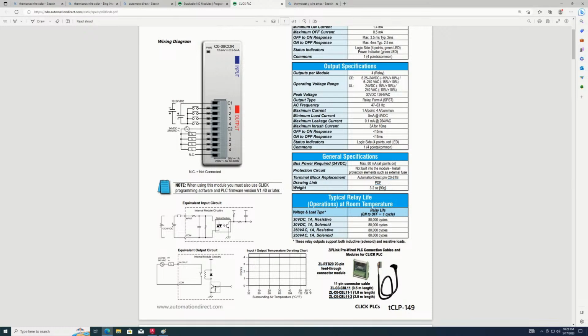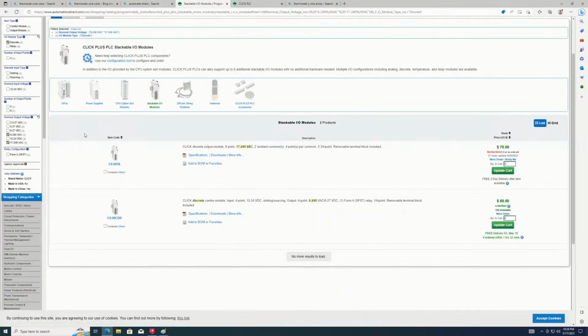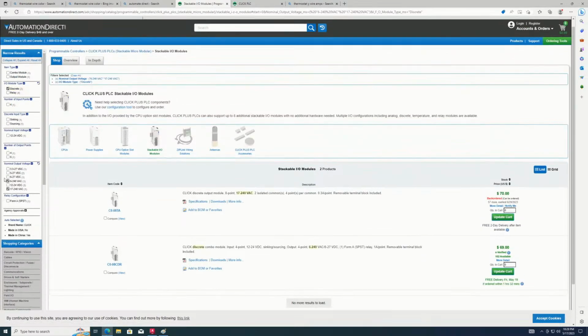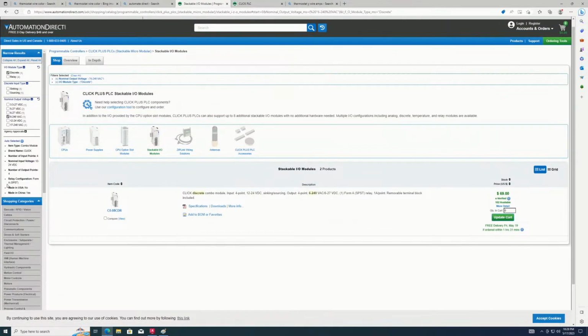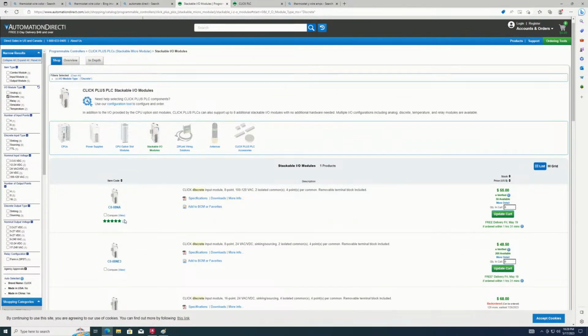So, let's look up the part I have. Got a combo part over here. So if we look at discrete, we're looking for DC here. What part is this?